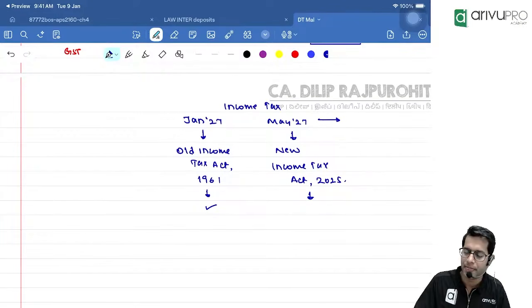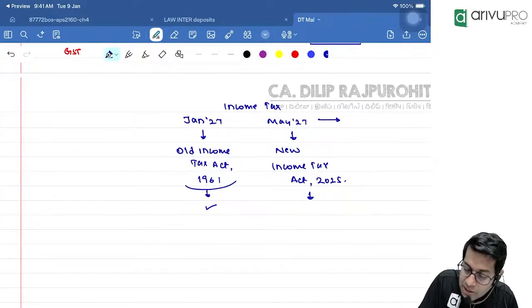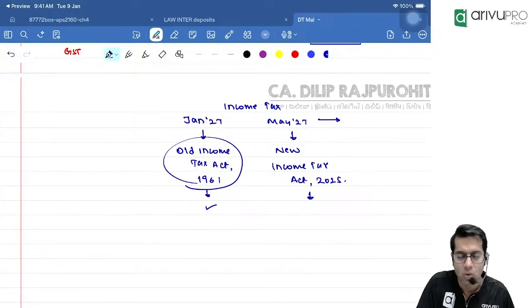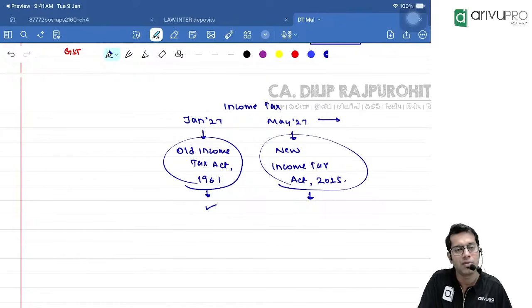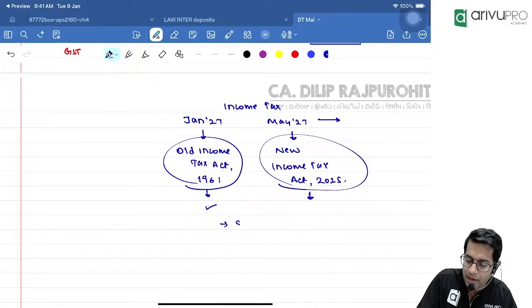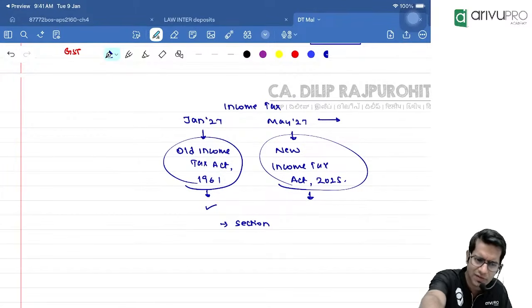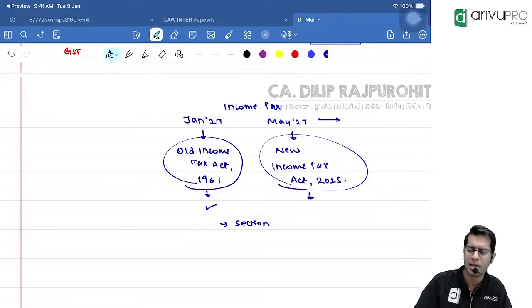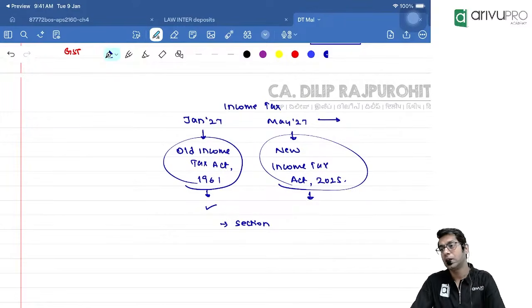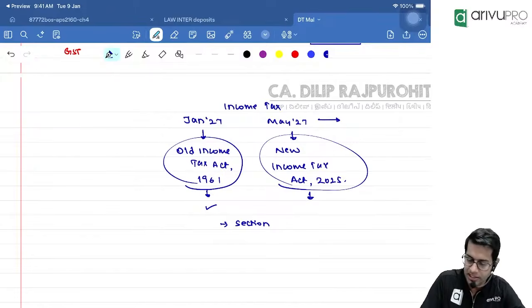Now, whatever I am going to study under old income tax, sir, is it equally applicable for new income tax? Yes. Provisions remain the same. What has changed? Point number 1: the section number has changed. It is a complete change in section number. Whatever section number I am going to write, that is of no relevance for those who are writing in May 27 and onwards.